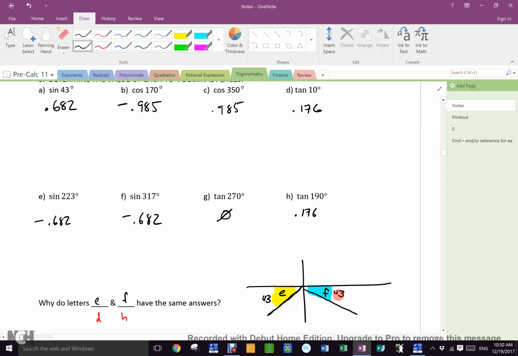That seems odd. Let's do D and H. Where would D be? Quadrant 1. 10 degrees. Where's H? Quadrant 3. The red line will show up in a minute. What's the reference angle? 10. What do you notice? They're the same. Everybody cool?